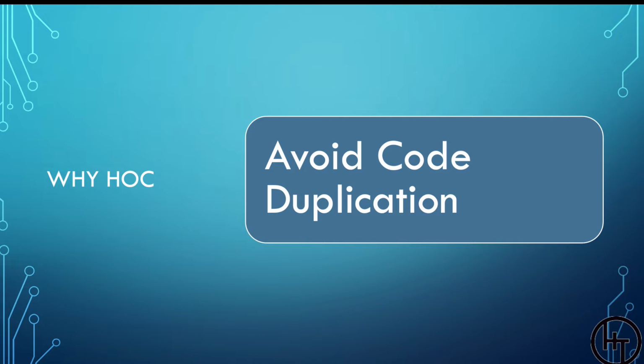And what is a higher order component? It's basically a function that takes a component and returns a new component, and we basically enhance the component that is passed in. While a component gets props and returns components, HOC gets components and returns components. That's the difference between components and HOC.